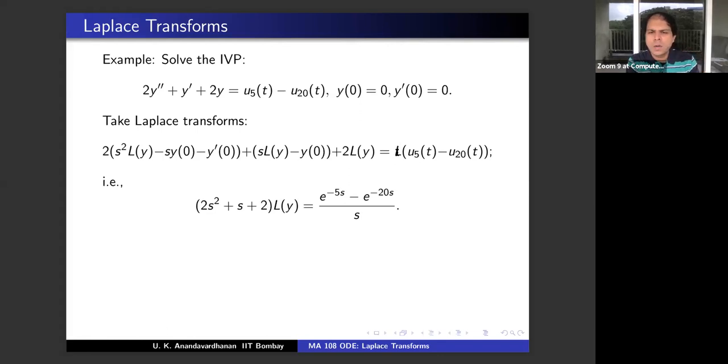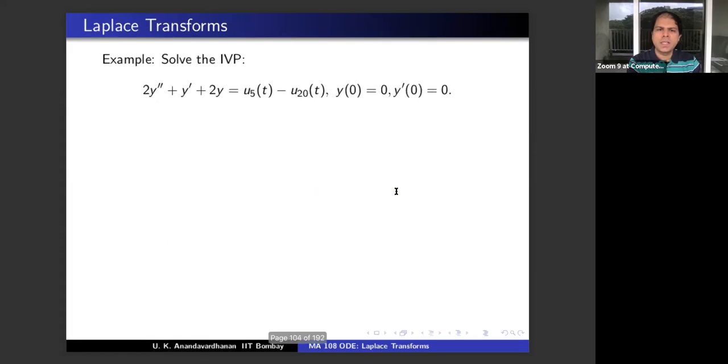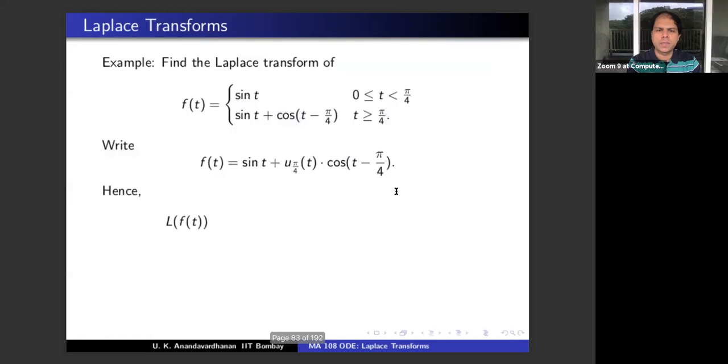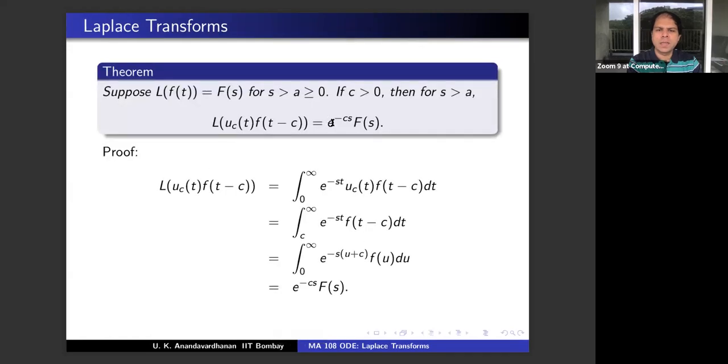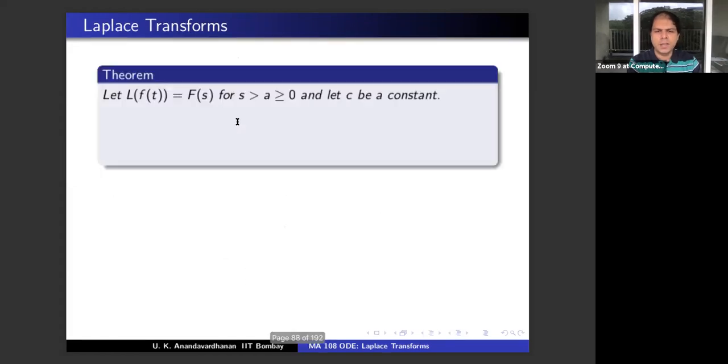And is this okay? What is L of u5? It is e power minus 5s by s, and u20 is e power minus 20s by s. So this is clear. So now what we are doing is, this side anyway you have a result to understand, right? If the Laplace transform has a multiplication by e power minus cs, you know how to guess the inverse Laplace transform. You have to translate and multiply by a Heaviside function. So that part is okay. That part is not difficult.